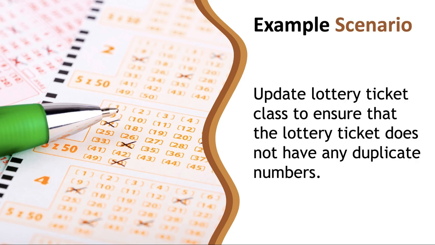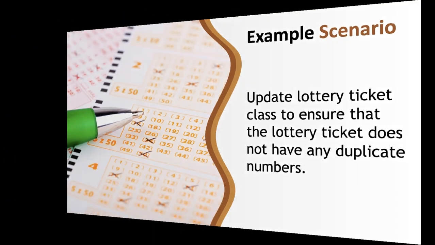If you purchased a lottery ticket that had duplicate numbers, you'd be pretty upset. And right now, our program doesn't handle this case. So let's update our class to ensure that there are no duplicates, and we'll do that by searching the array. And I'll show you both the sequential and binary searches.